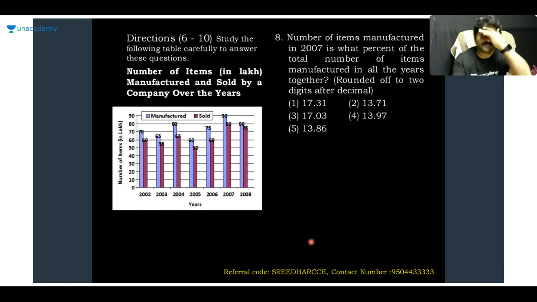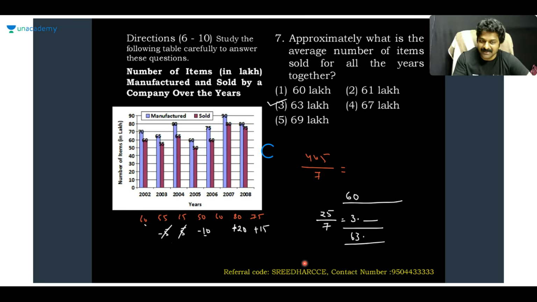Number of items manufactured in 2007: 90 is what percent of the total number of items manufactured? Total number of items manufactured means you have to add all the values: 70, 65, 80, 60, 75. Don't do this. Don't add all the values, because previously you already know that sold items together are 445.